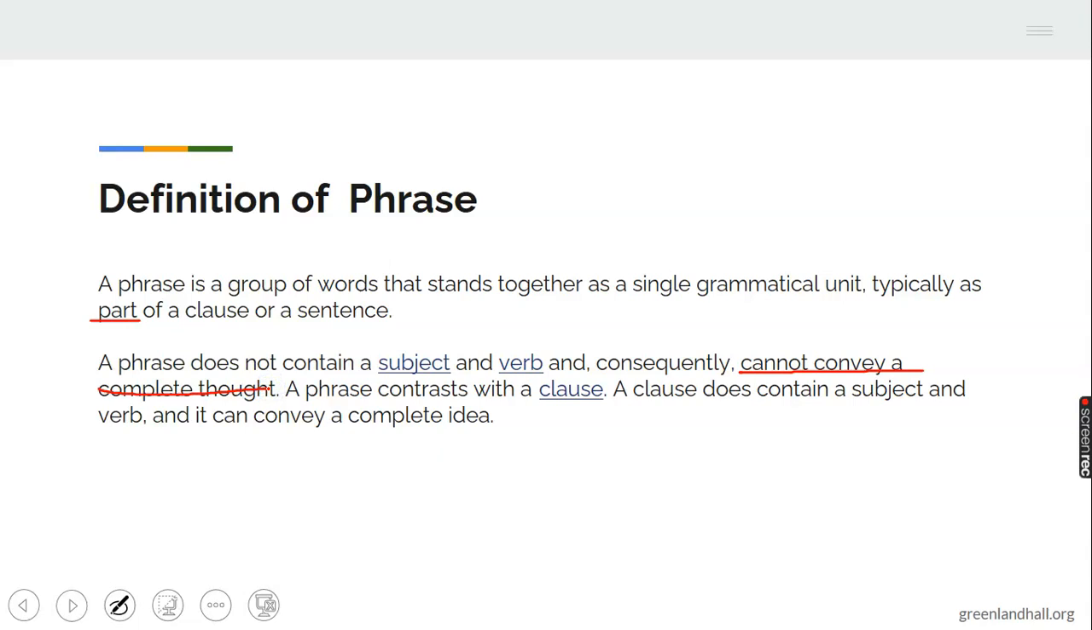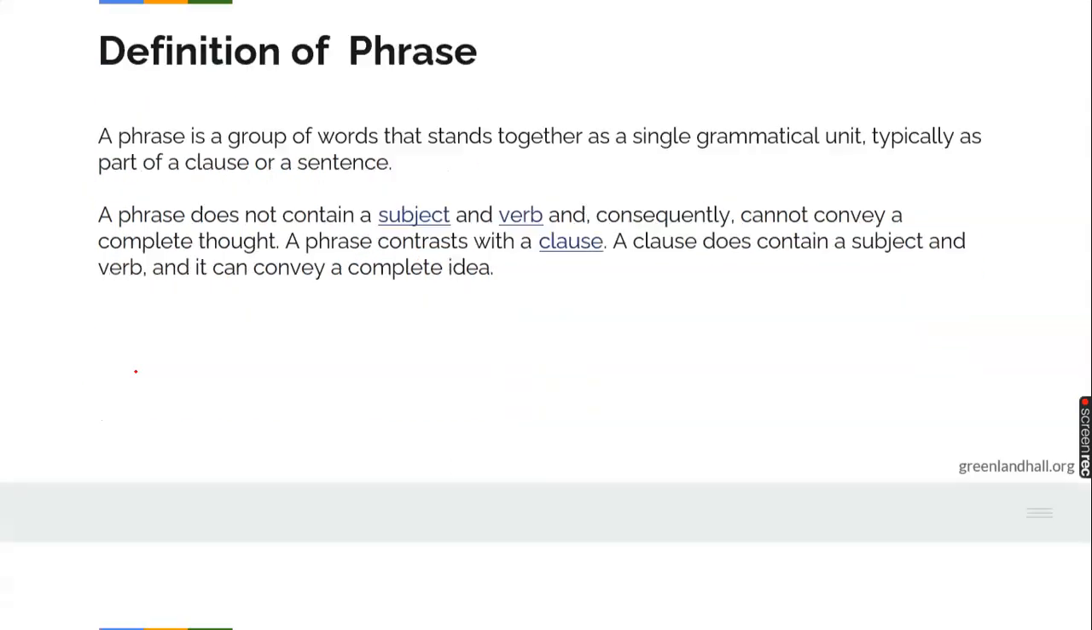And like you have it here, it doesn't contain a subject or a verb. Most times they can contain. Things are changing. This is English. You know, it's a dynamic language. Sometimes it can contain a verb or a subject. But note this, a phrase can never convey a complete thought. But a clause can do that. Note that a clause can do that, but a phrase cannot contain a complete thought.